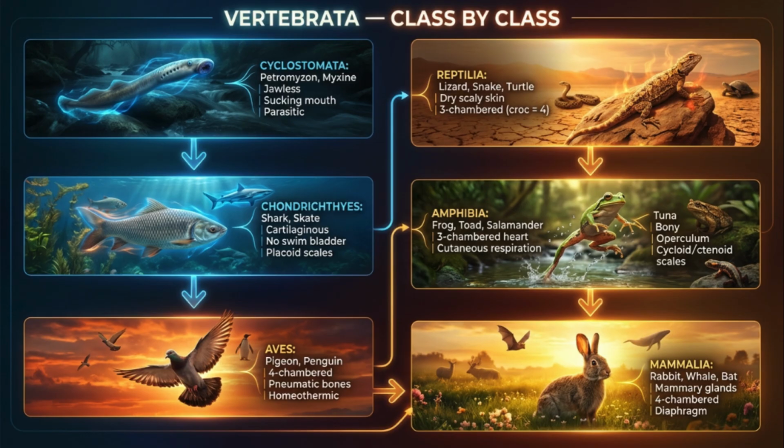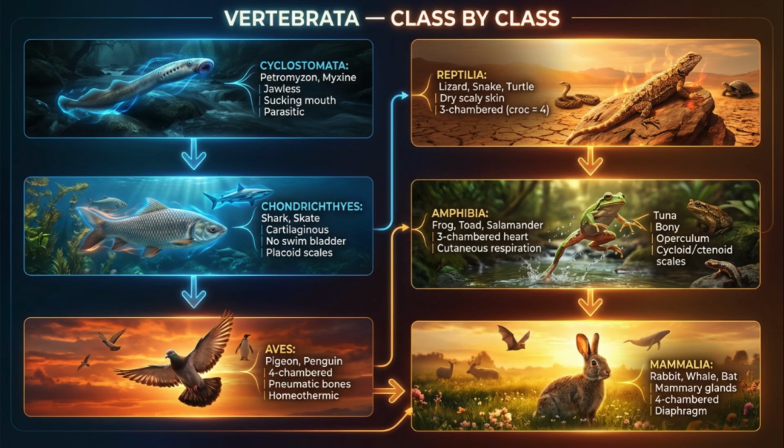Osteichthyes, bony fish. Rohu, Labeo, Catla, Hippocampus the seahorse. Exocoetus the flying fish. Operculum covers gills. Cycloid or ctenoid scales. Swim bladder present. Amphibia, first land vertebrates but tied to water for reproduction. Frog, toad, salamander, Ichthyophis the limbless one. 3-chambered heart. Cutaneous respiration, breathe through moist skin.